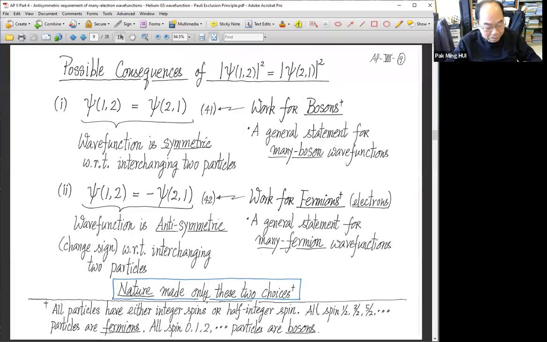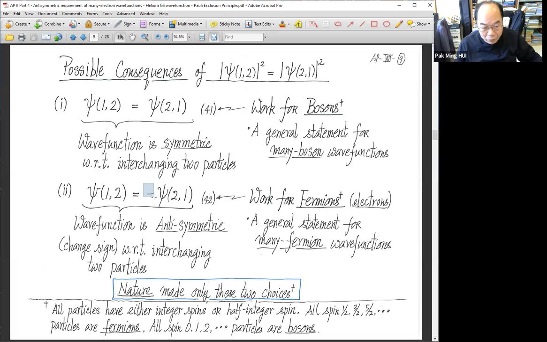So what are the possible consequences? We have two choices then. Phi 12 equals phi 21, or phi 12 equals minus phi 21. So let me introduce some names. For this case, we call the two-particle wave function symmetric with respect to interchanging the two particles' coordinates. These coordinates, generally speaking, include the spatial x, y, z, and also the spin.